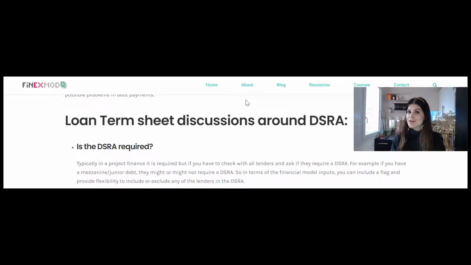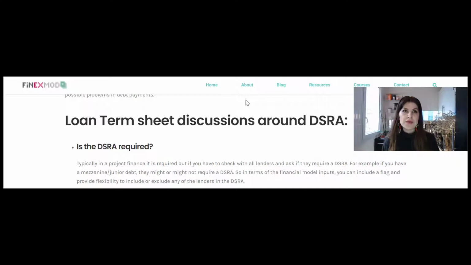Okay, so the first question to ask is whether the lenders that you are considering for your project are requiring the debt service reserve account. That's the main question. Most of the time in any typical project finance deal, lenders do require some sort of account. They call it a debt service reserve account, or it might come under different names, but usually they do require it. So that's something you need to discuss with the lenders.